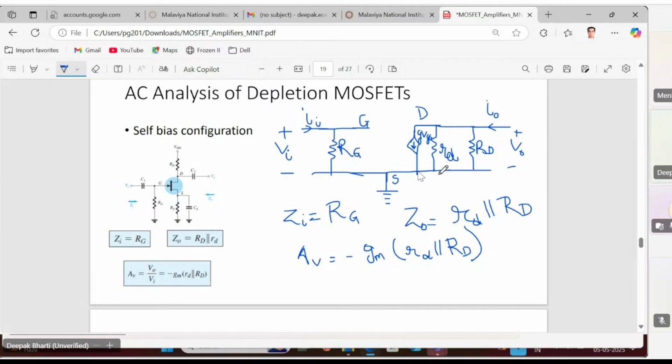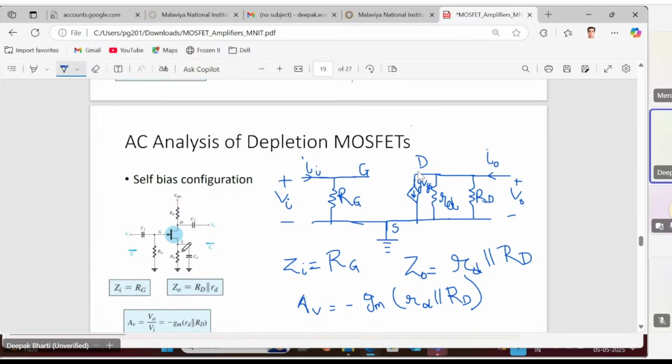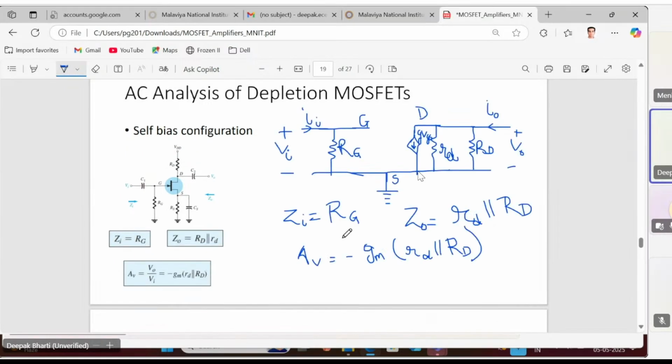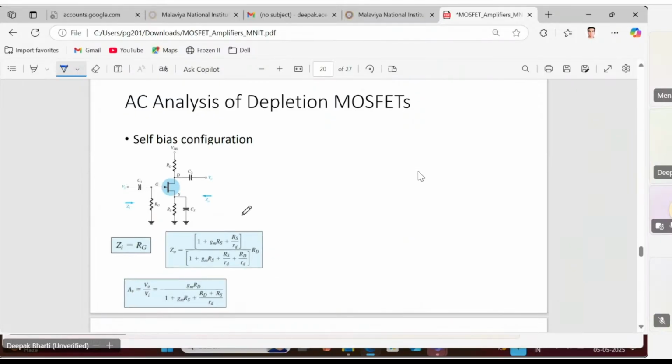Here the biasing arrangements are different, which will give you a different location of the operating point. But as far as AC analysis is concerned, it is similar. The self bias and the fixed bias are similar, only for the case where the RS is bypassed. Now let's move to the next configuration, that is self bias, but where this RS is not bypassed. So this I will prefer that we will do in the next class.